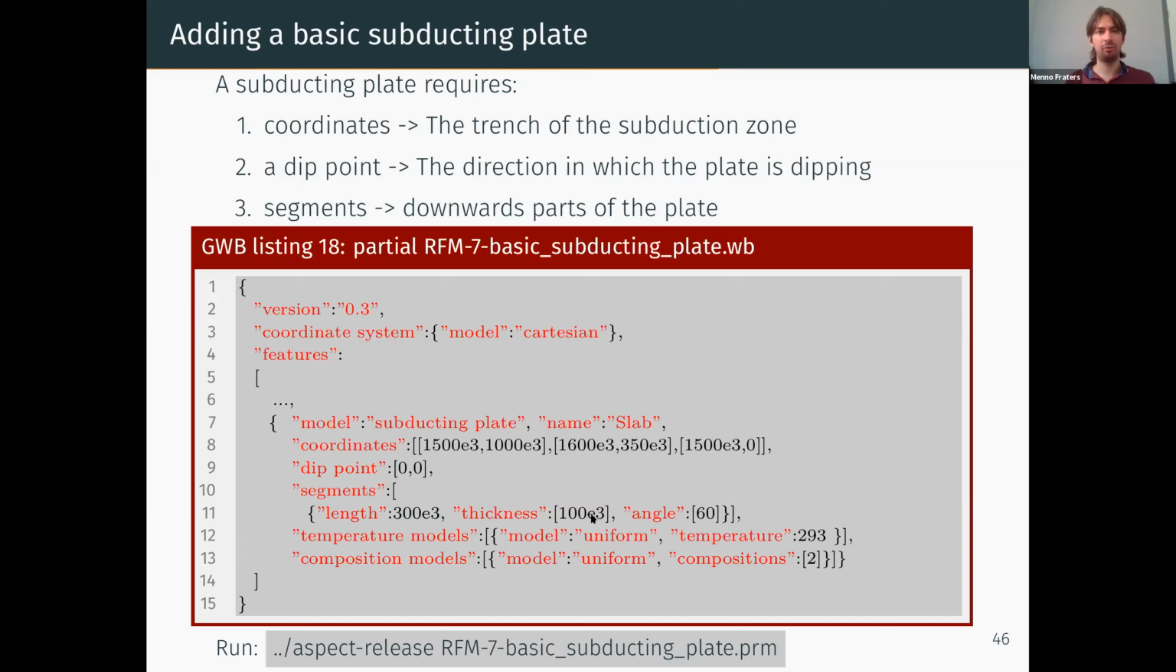And then, like before, we can just fill that volume with temperature and composition, which is exactly what we're going to do. So we're going to define a temperature model. We're going to keep it simple for now. We're going to use the uniform, and give it a uniform temperature of 293 degrees Kelvin. And secondly, we're going to give it a compositional model of uniform composition, and we're going to set composition to 2.